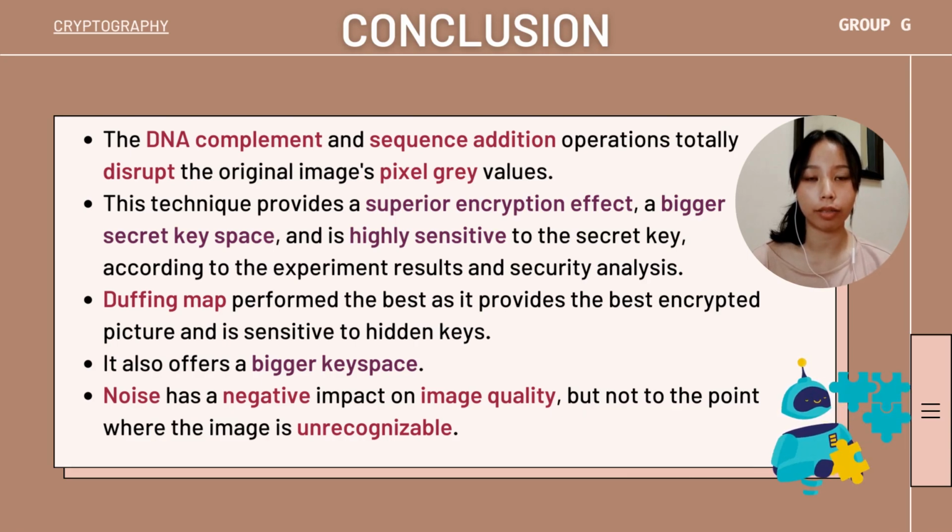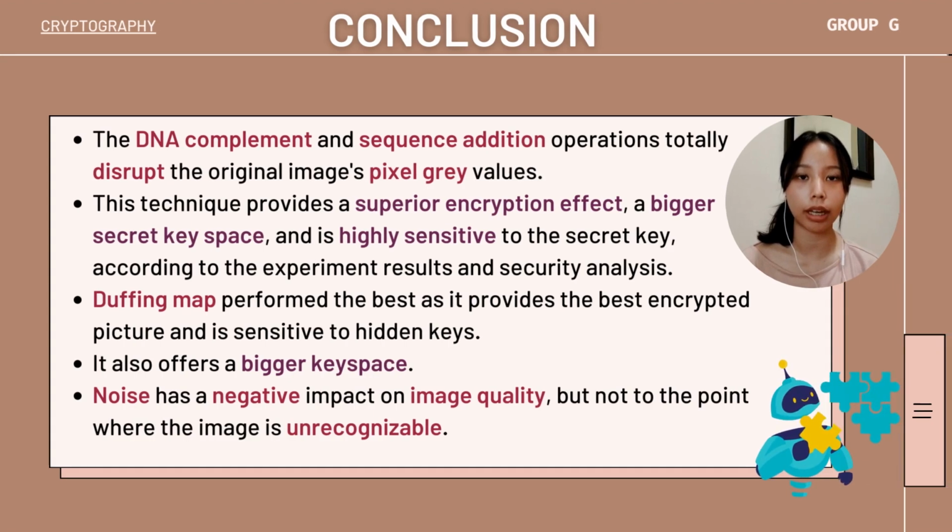We compared the Duffing, Tinkerbell, Gingerbread, and four more chaotic maps. The Duffing map performs the best as it provides the best encrypted picture and is sensitive to hidden keys. It also offers a bigger key space. Noise has a negative impact on image quality, but not to the point where the image is unrecognizable.